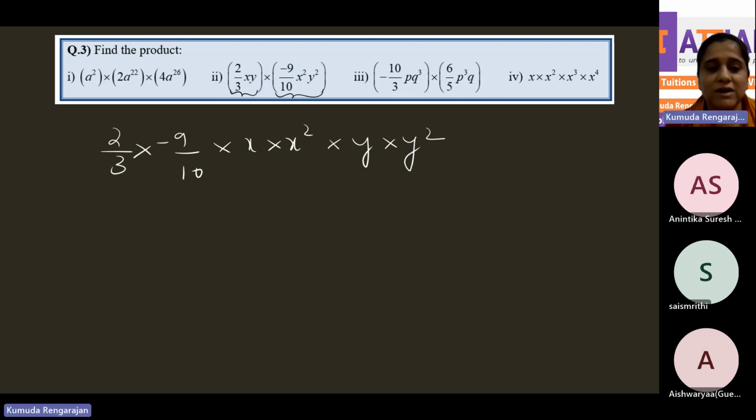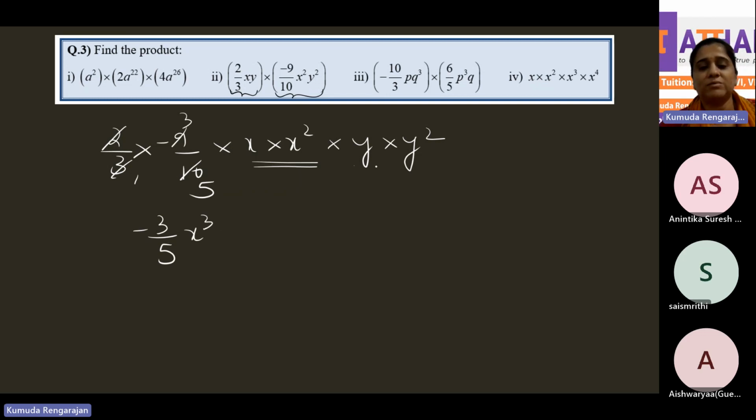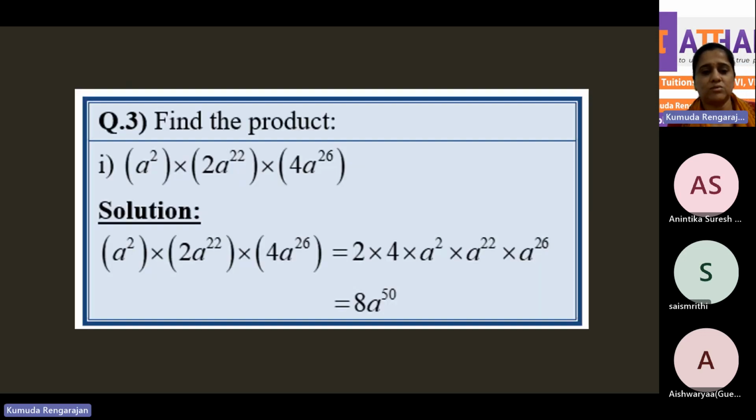Multiply the numbers, multiply the x and x square, then y and y square. You can cancel: 2 ones are 2, 5 twos are 10, 3 ones are 3, 3 threes are 9. So minus 3 by 5. And when you multiply this, you get x to the power 3. When you multiply this, you get y cube. You can ignore the multiplication sign in the middle. You need not put this. That's all. So I think I have shown the steps.